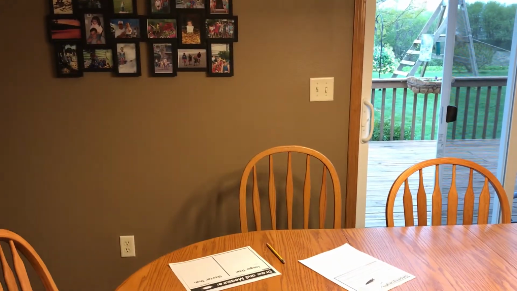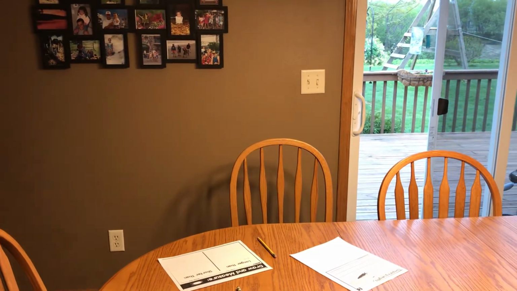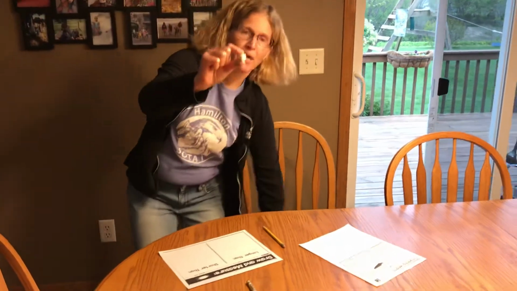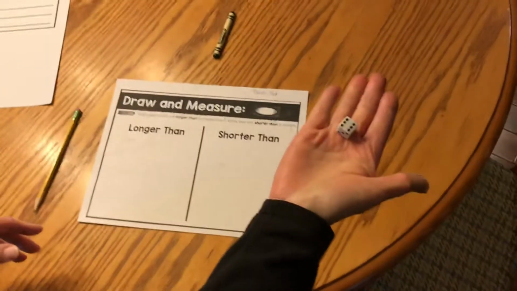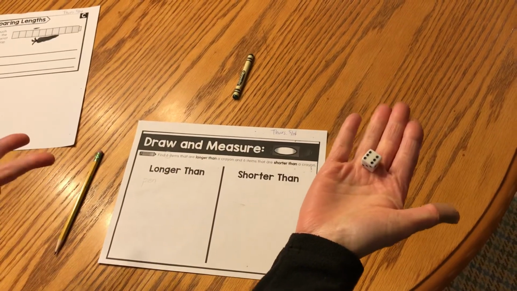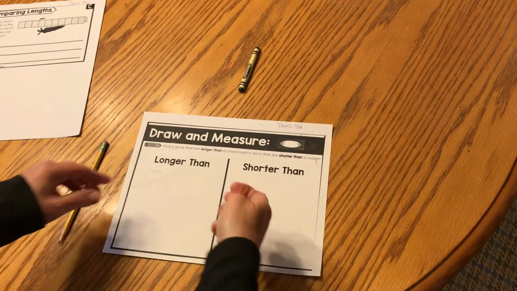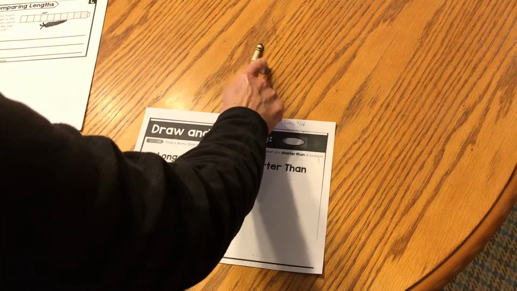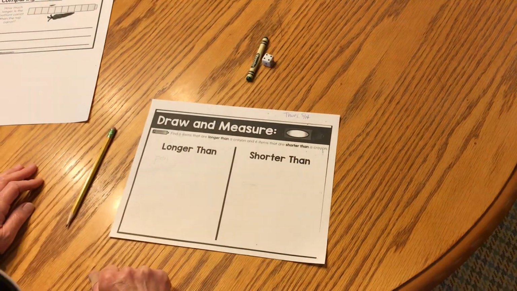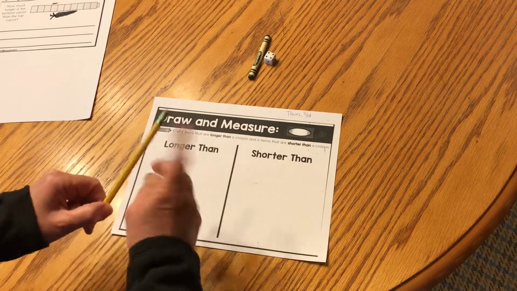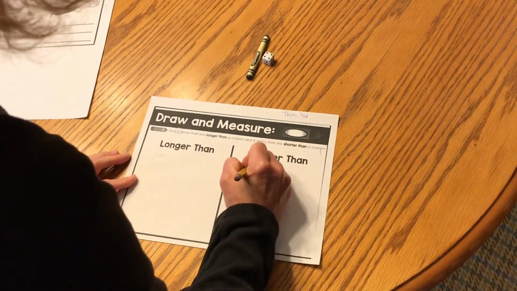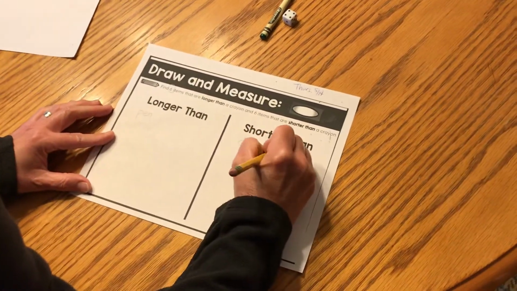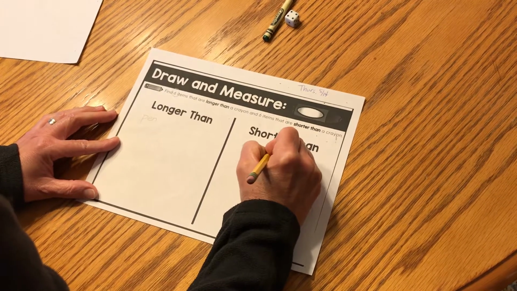Now I need to go find something else. I'll be right back. Ta-da! I found a die. Remember, a die is when we have one, if it's more than one, we call it dice. So I'm laying it next to my crayon. All right, is it longer than or shorter than the crayon? If you said shorter than, you're right. So I'm going to write die. And I'm going to draw it because that's just kind of fun.